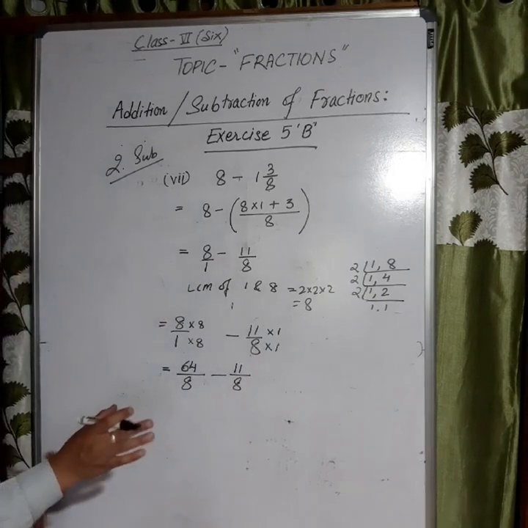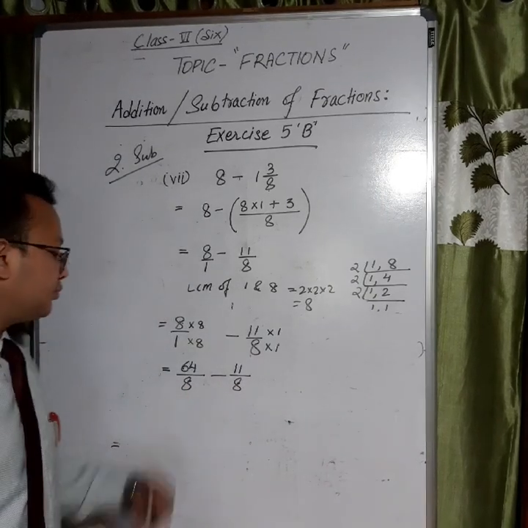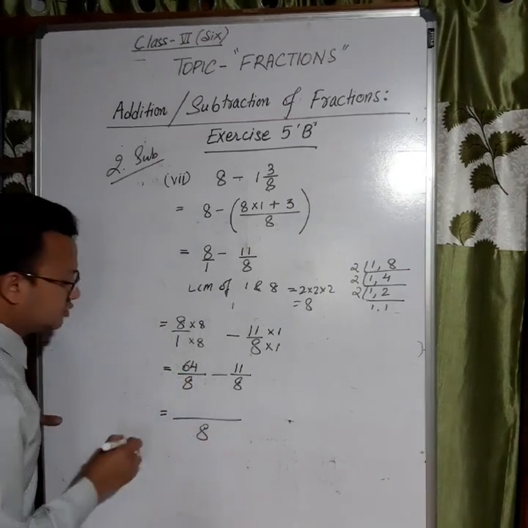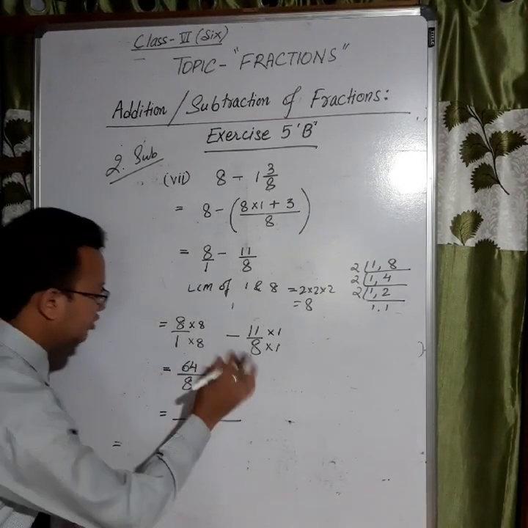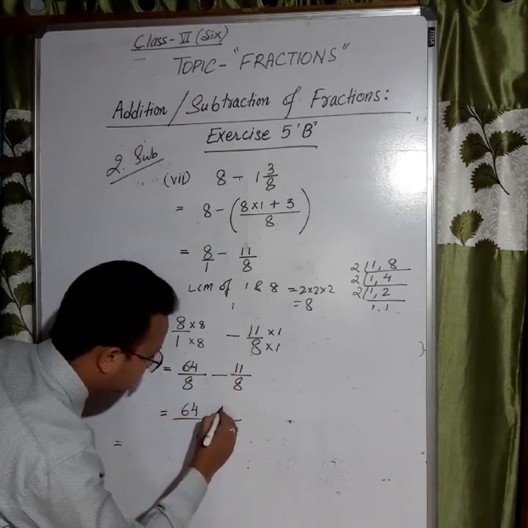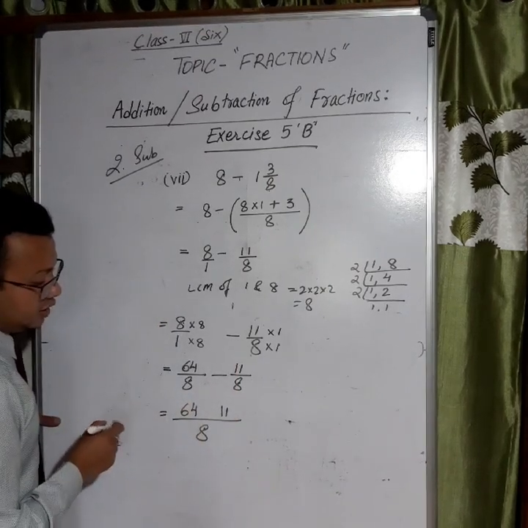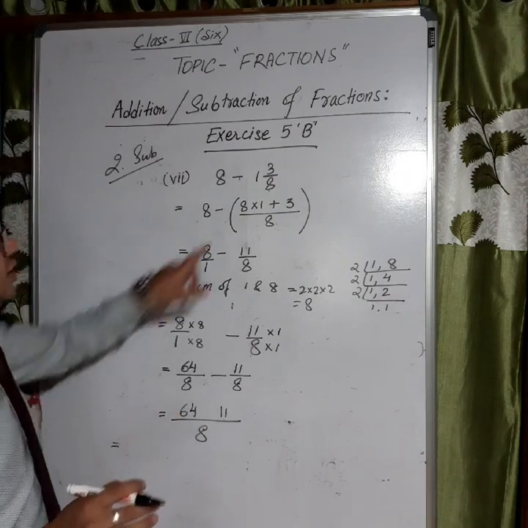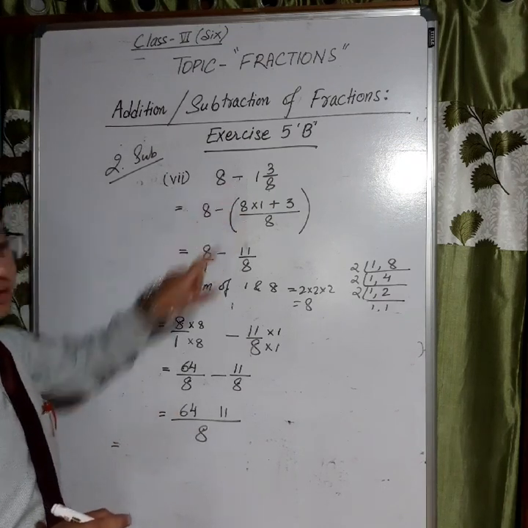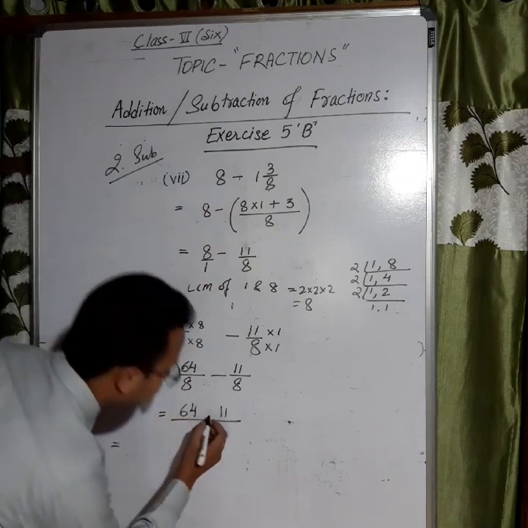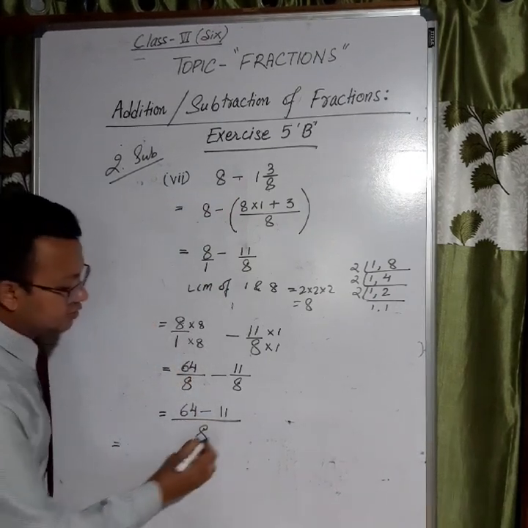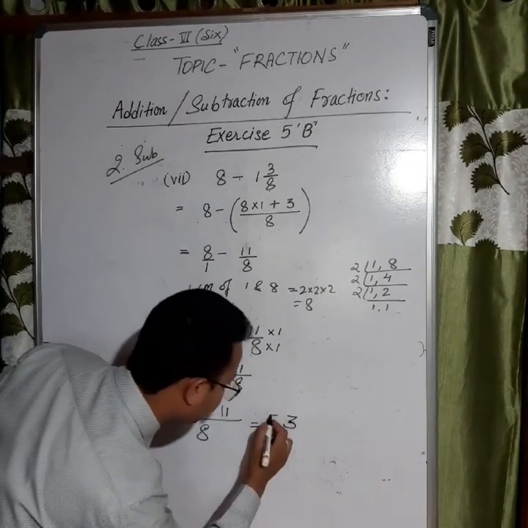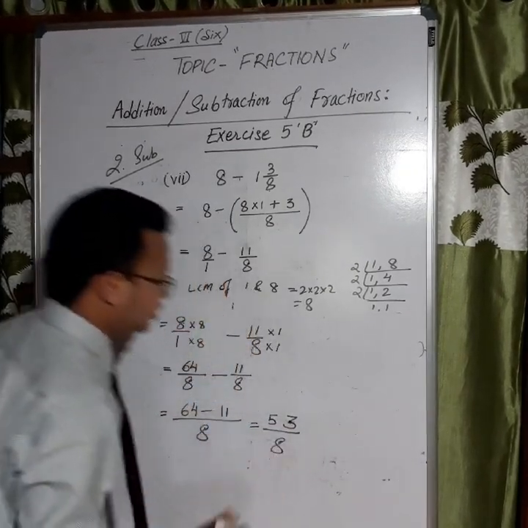So now we can easily see the denominators are the same. So what do we do now? We'll just write 8, then write the numerators 64 and 11. And you need to be very careful about the operation, because it is not addition in this case. Now it is subtraction, so I'll write the minus sign. So our answer will be 53 upon 8.